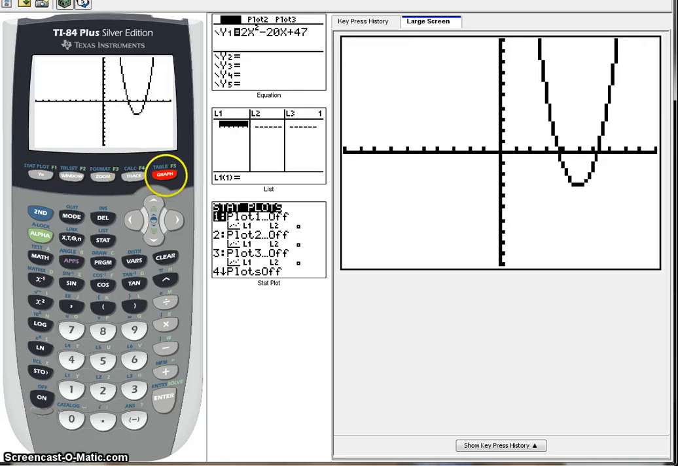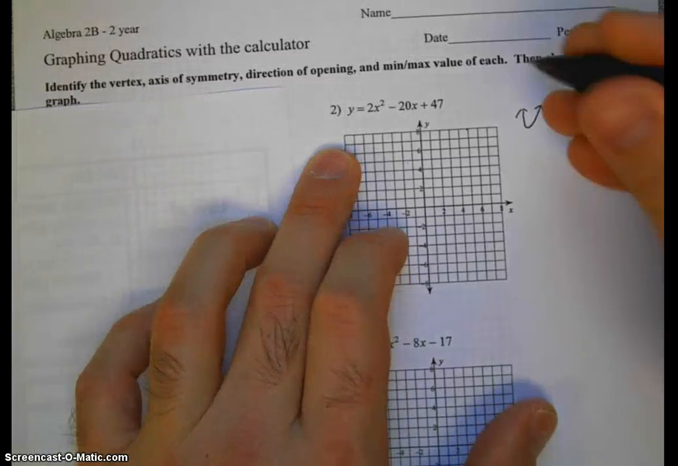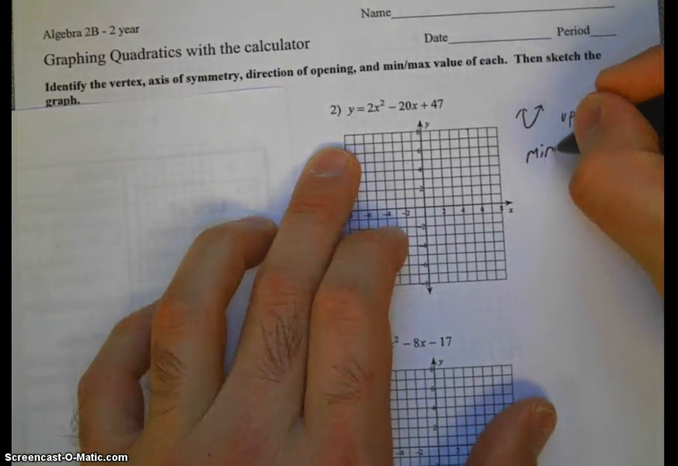So after hitting the graph button, your graph should appear something like this. And as we thought and predicted, since the a value is positive, it's going up. All right? And since it's going up, I'll have what's known as a minimum. So we know we're going to have a minimum value.